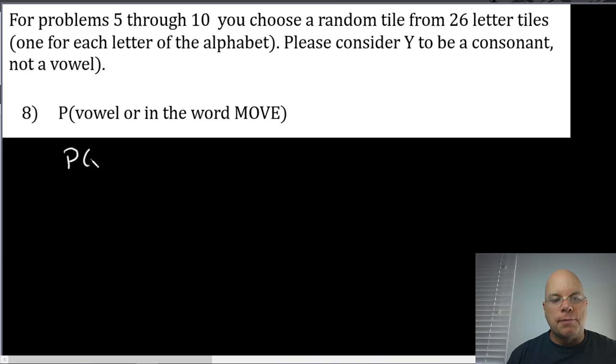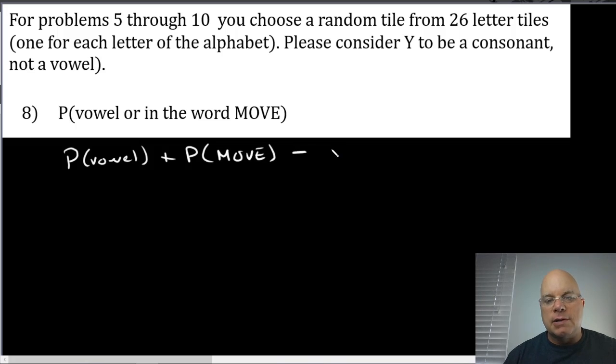This would be equal to the probability of a vowel plus the probability of M, O, V, or E, minus the probability of a vowel and M, O, V, or E.